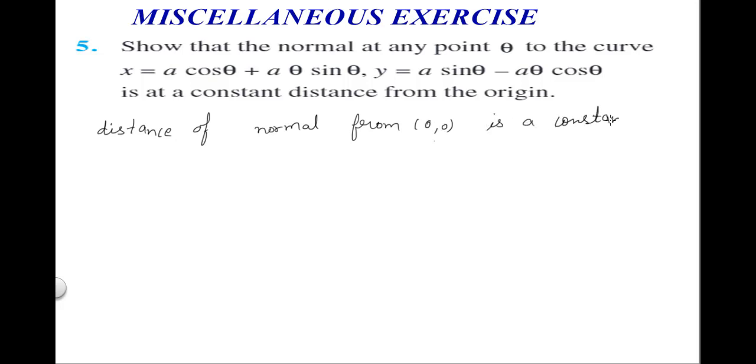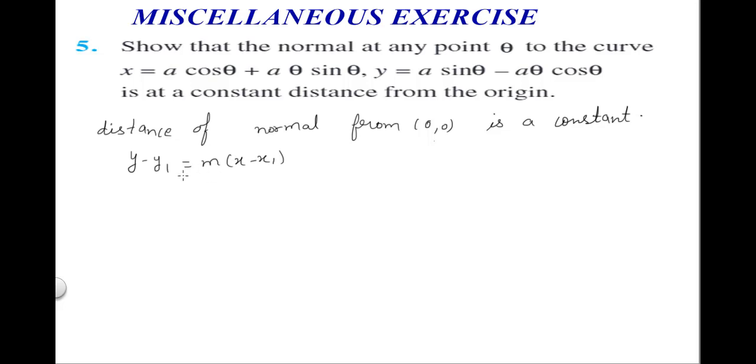Clear? It should not include theta, x, y, whatever. It should have some constant in the answer. Right? So before calculating the distance of something from a point, we should have the equation of it. To find the equation, we'll find the equation of the normal. The equation of the normal is y minus y1 equals m(x minus x1), where m is the slope of the normal.